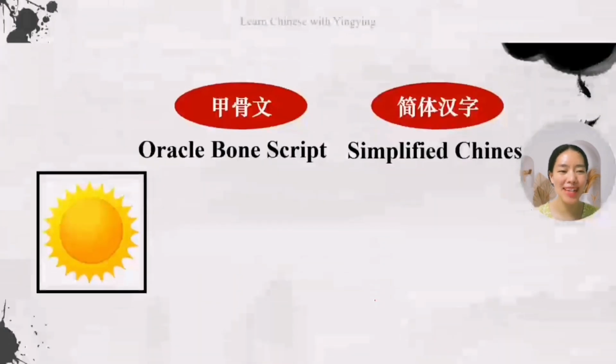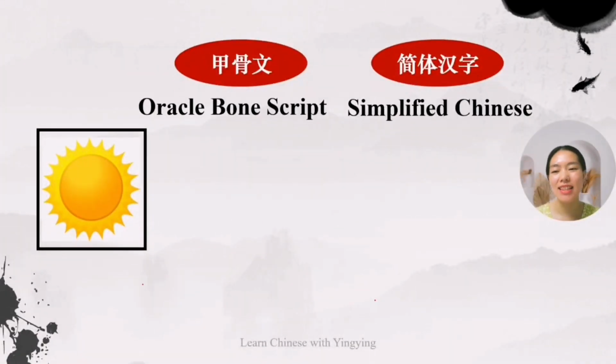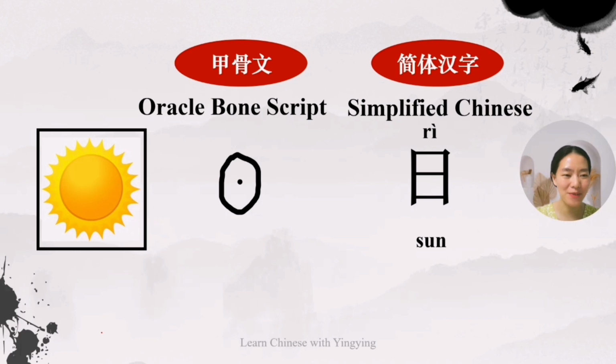Let's move on to the second character, the sun, the picture of the sun. How would you sketch it? If you are done, let's look at the oracle bone script. This is the oracle bone script. Quite a truthful sketch of it, isn't it? And here is the simplified Chinese. It is pronounced as 日.